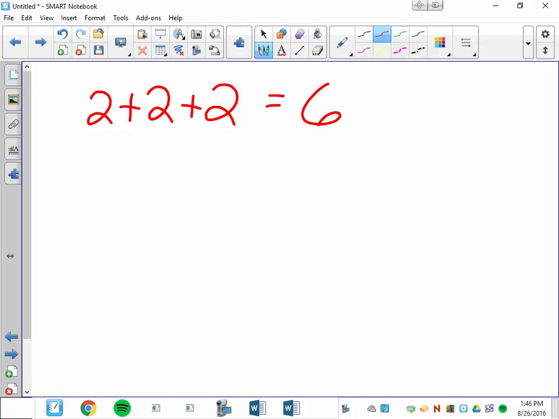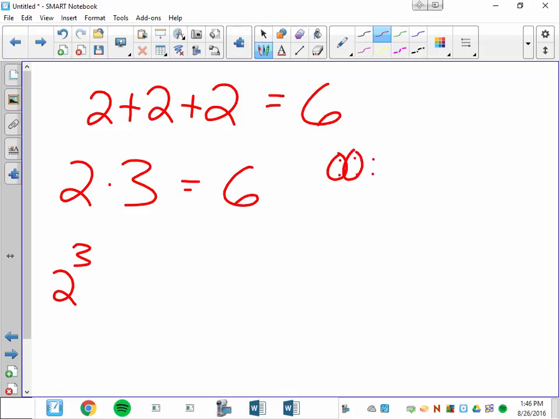2 times 3. Is that the same as 2 to the third? No. 2 to the third is actually 8, and we're going to get to there in a minute. So 2 times 3 is also 6. Okay. Visually, I could have a pair of dots, and a pair of dots, and a pair of dots. And you see here, I have 3 sets of 2, which is 2 times 3, which is 6.